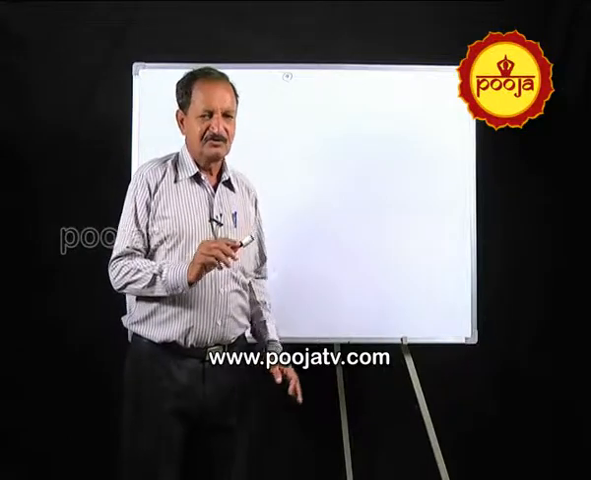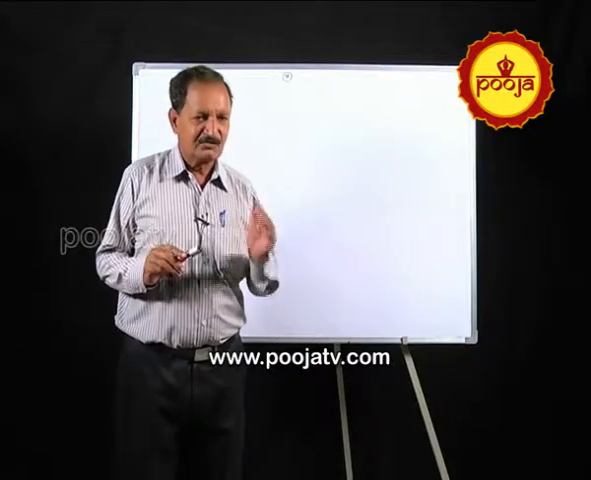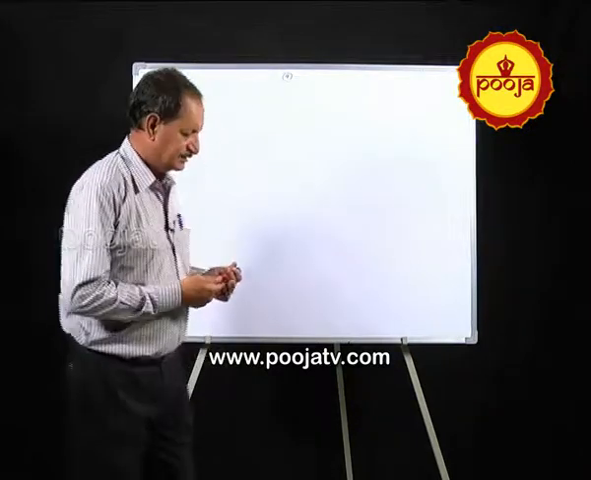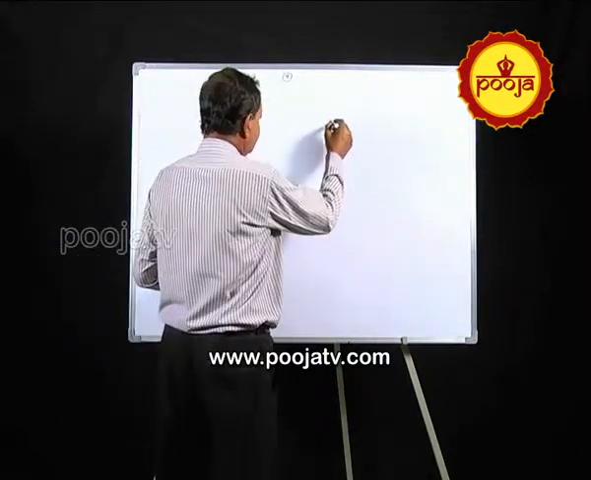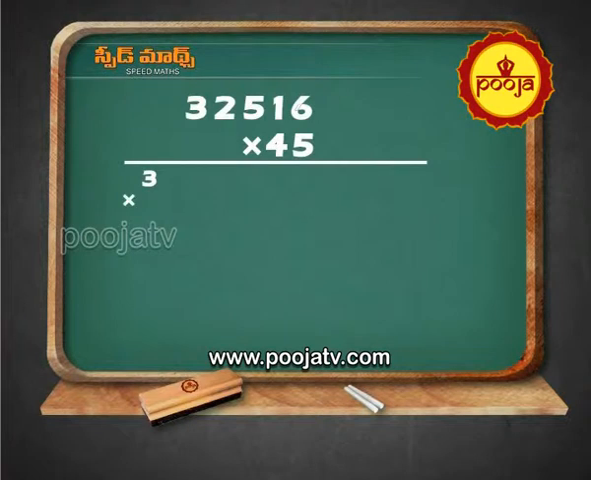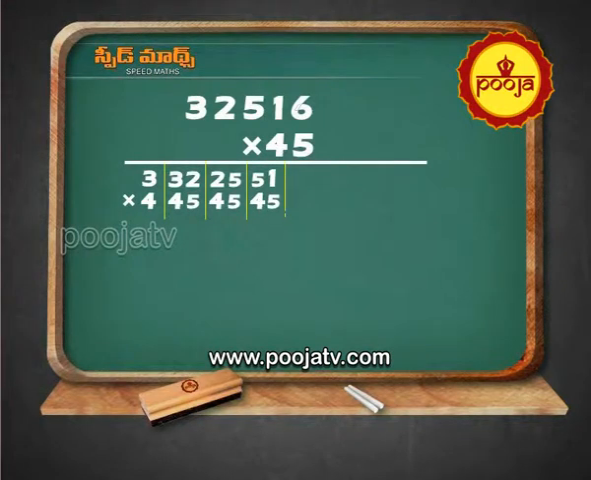Now, I will show you some more examples of how to multiply from 21 to 99, and then we will go to the next chapter. See, 32516 into 45. 3 into 4, 32 into 45, 25 into 45, 51 into 45, 16 into 45, 6 into 5.